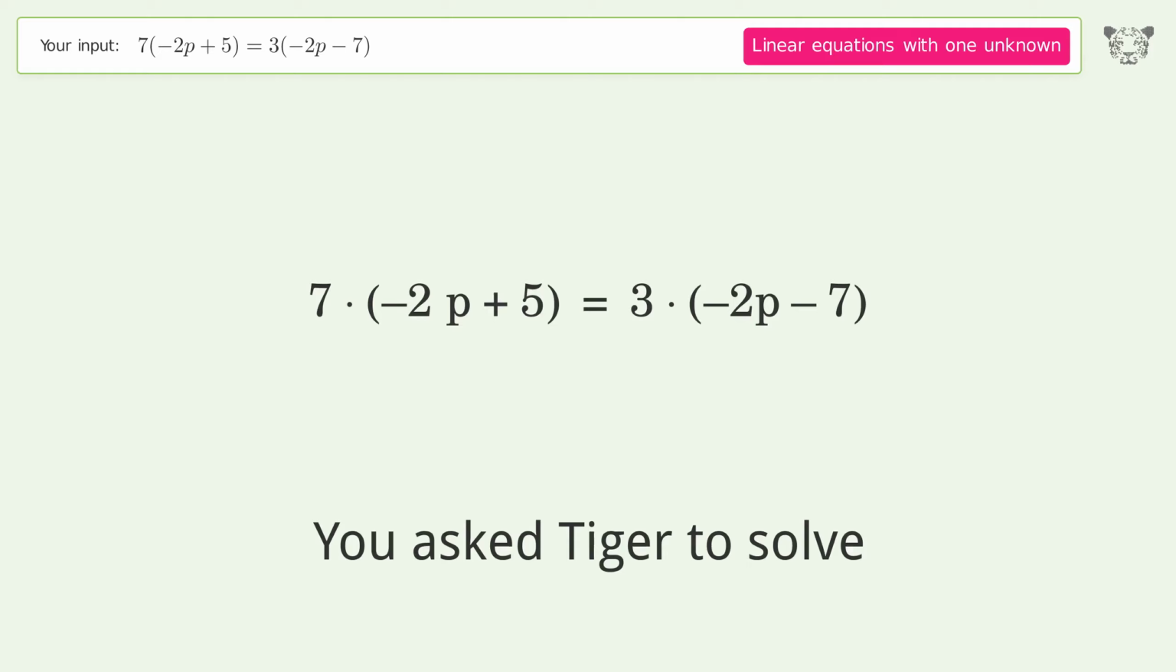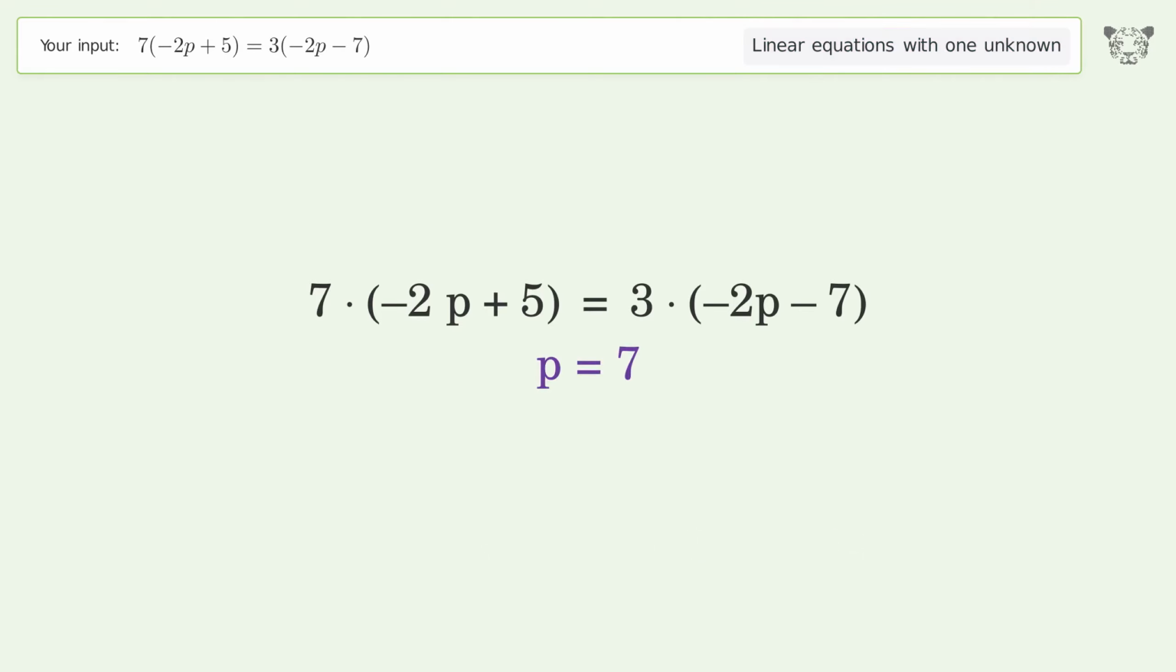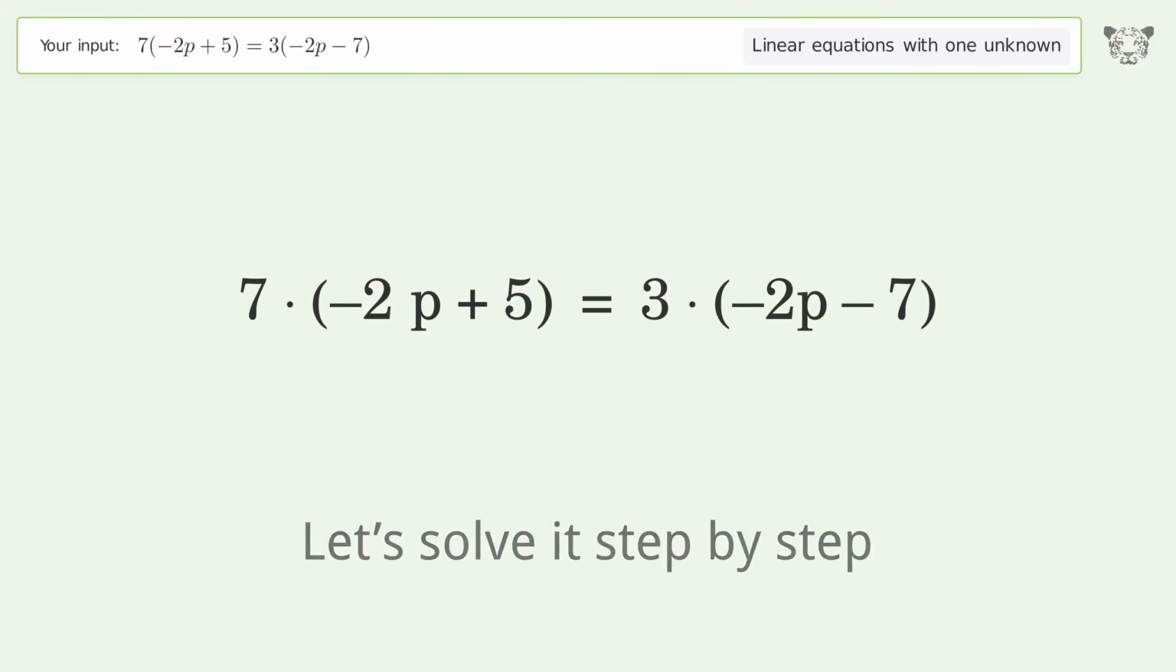You ask Tiger to solve. This deals with linear equations with one unknown. The final result is p=7. Let's solve it step by step.